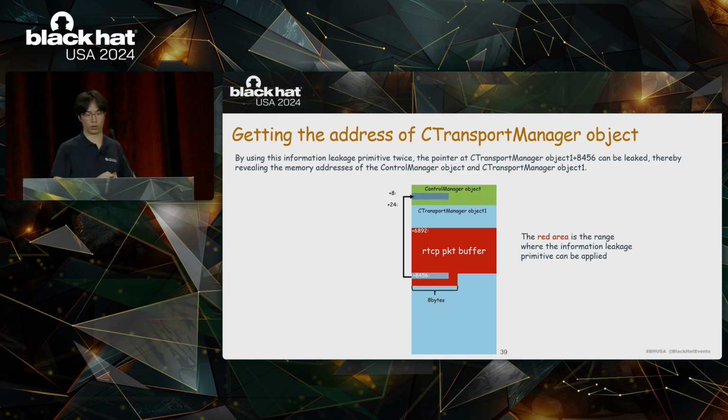After leaking the real value of the pointer at 8456, which points to the control manager plus 8, we can get the start address of this object, control manager, by simply minus 8. And then all fused addresses in the two objects are known to us.